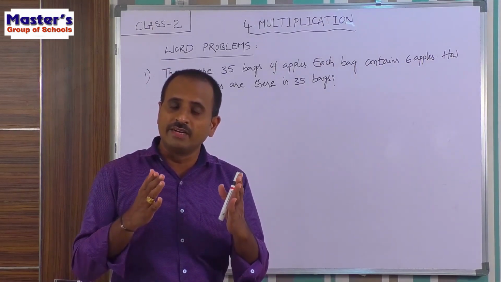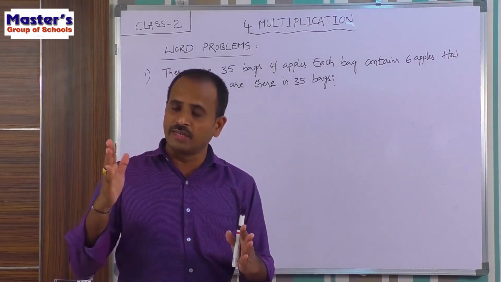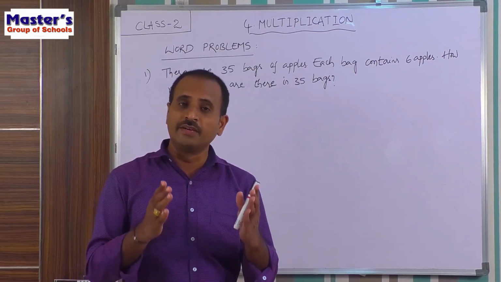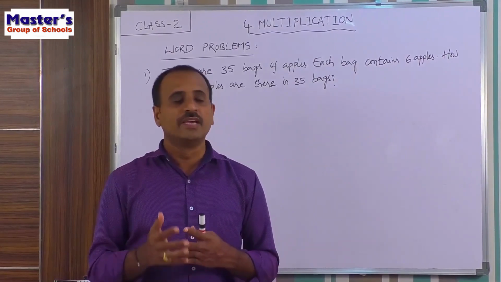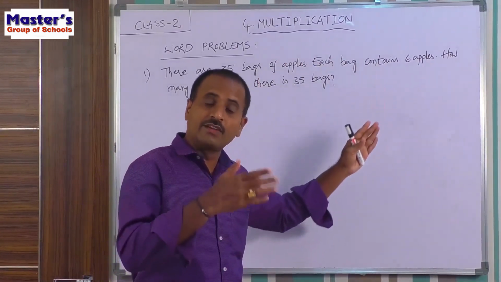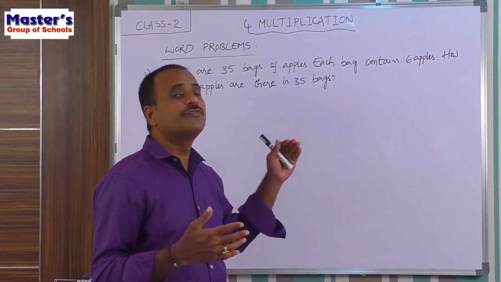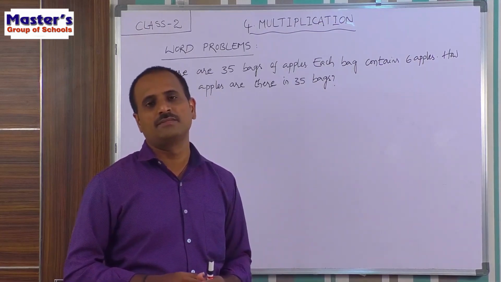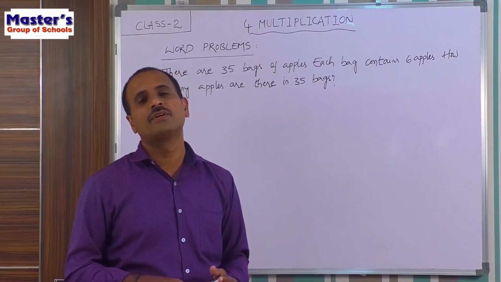So that repeated addition of 6 up to 35 times is nothing but multiplication. So repeated addition is called multiplication. Here we have to add the number 6, 35 times. That is 35 times 6. That becomes 35 into 6. Then we get the total number of apples.